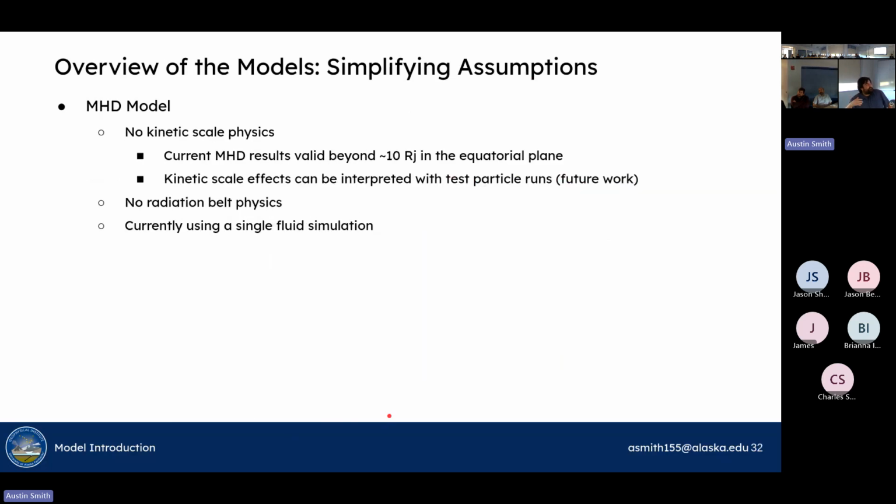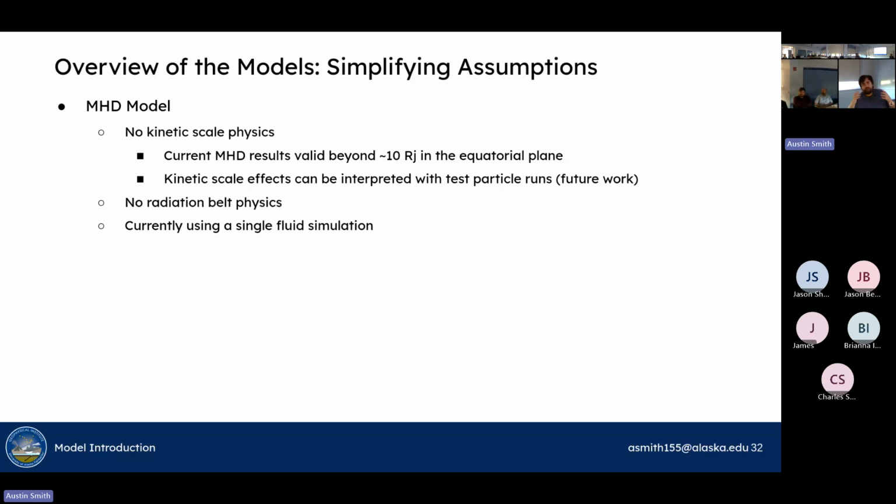This is an MHD model, so there's no kinetic scale physics. And the current MHD results for Jupiter are basically valid beyond 10 RJ. Inside of 10 RJ, it's a diffusive radial transport. Outside of 10 RJ, it's advective at Jupiter. So we're basically only considering MHD results beyond 10 RJ.